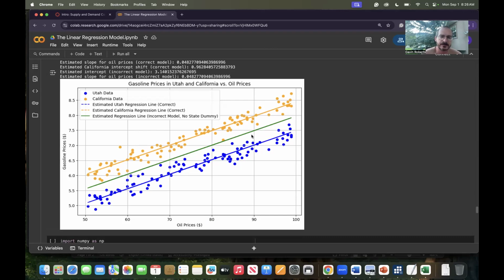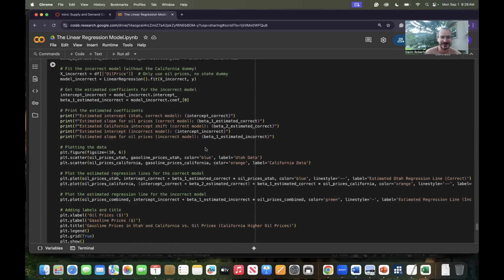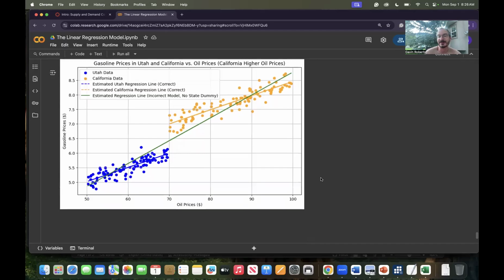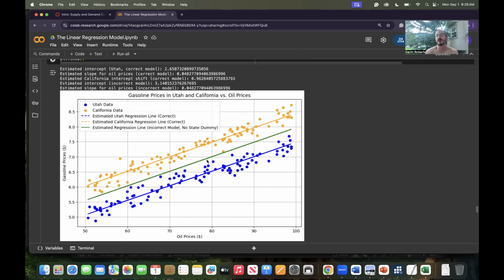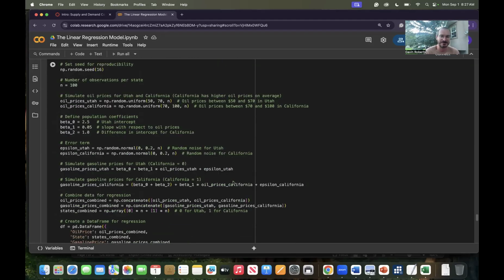Well, our slope would be fine if the slope was the same in both of the states, if we ignore the intercept issue. However, that slope is not going to be fine in all cases. So I misspoke. The reason that the slope of the green line is approximately correct in this case is we have nice spread across oil prices across both states. So we get nice observations and the slope is the same.